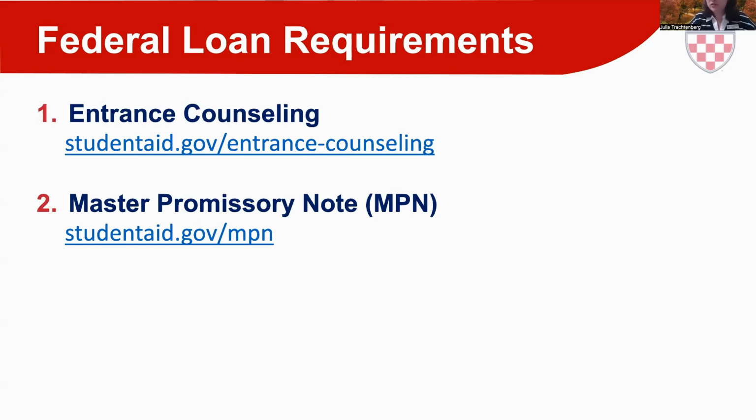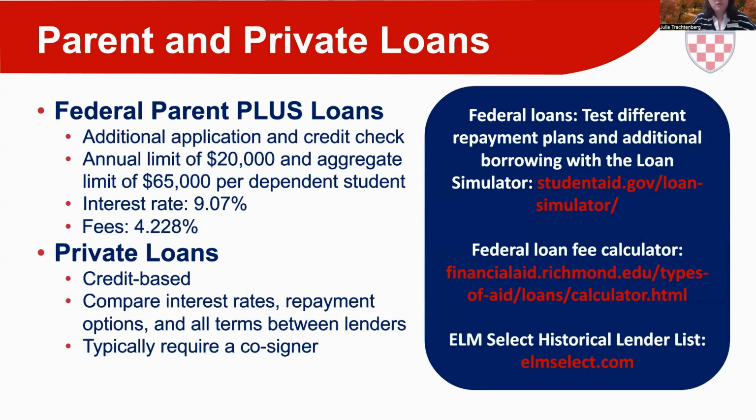There are additional loan options available. The first we'll talk about is the Federal Parent Plus loan. This is another federal loan, but this is a loan that parents can borrow to help pay expenses for their dependent undergraduate student. This is a loan application that requires a credit check, so you do have to go out on studentaid.gov, complete the new application for the Parent Plus loan, and if you do have adverse credit history, you may be denied the loan. So it does require a credit check.